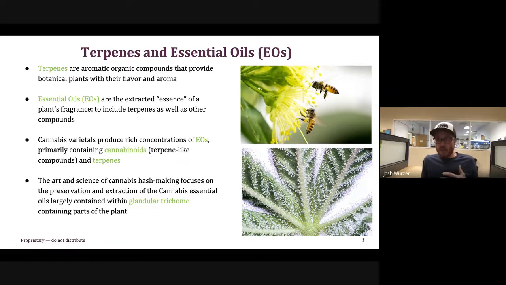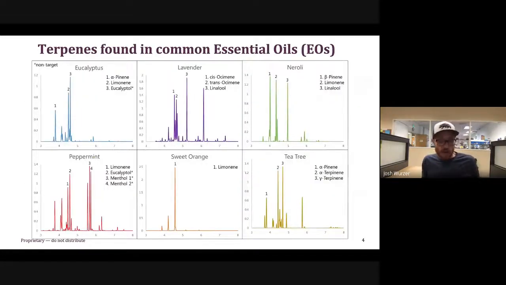Probably the most famous constituents of the cannabis essential oils are the cannabinoids, THC being the most predominant of those. Cannabinoids are actually essential oils themselves. They're specialized essential oils or specialized terpenes that cannabis produces uniquely. So what we're doing as extractors, cannabis breeders and growers is trying to optimize and maximize the production and the extraction of these essential oils and terpenes.